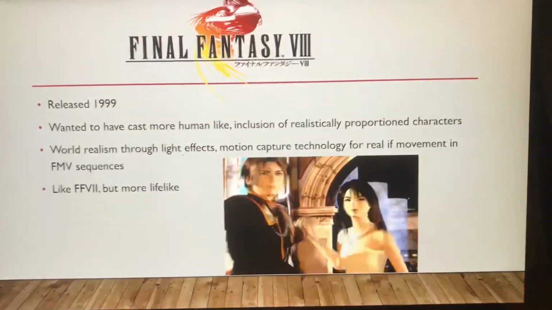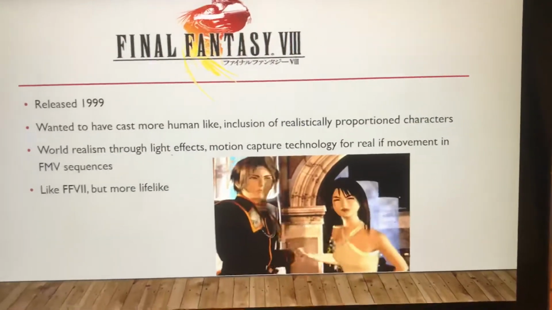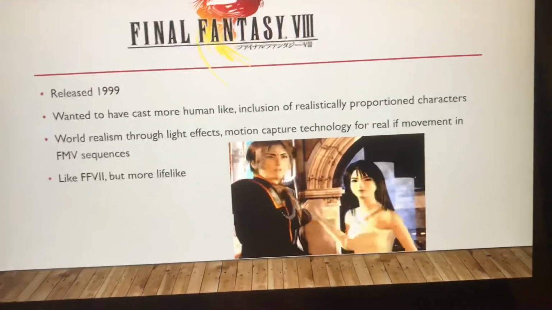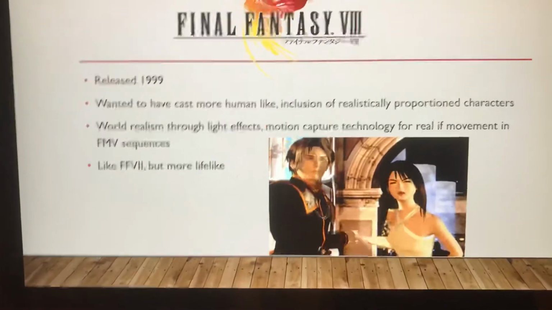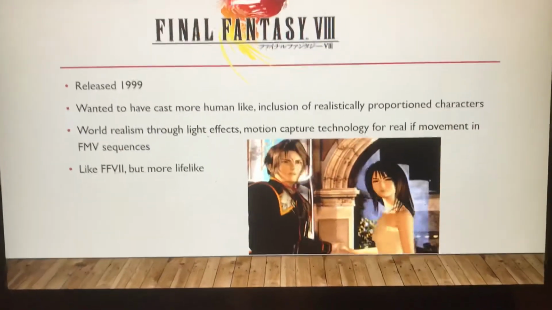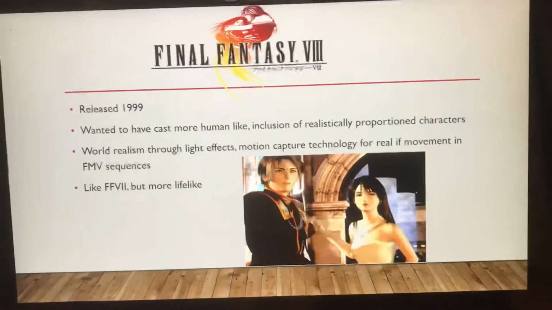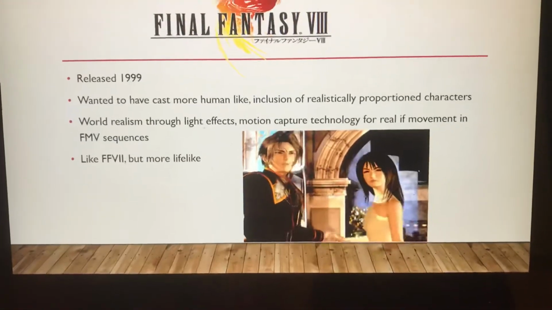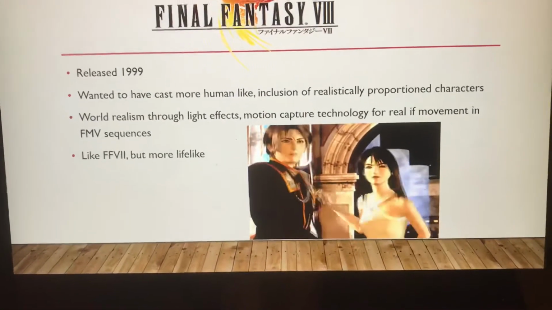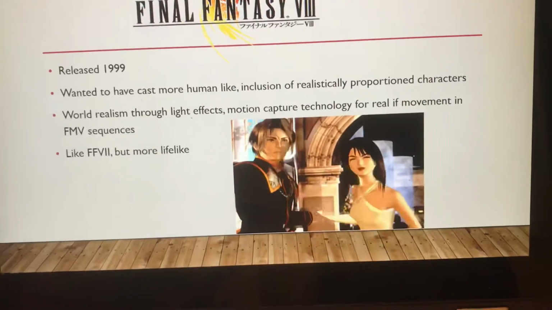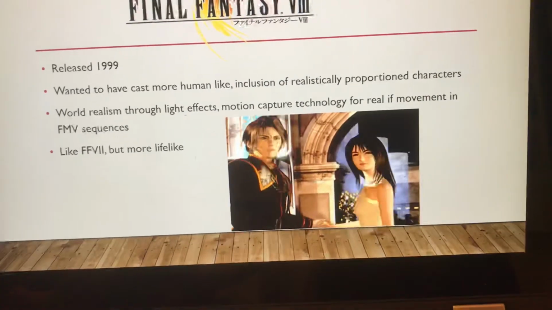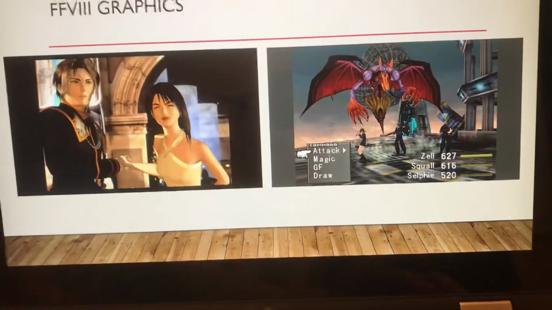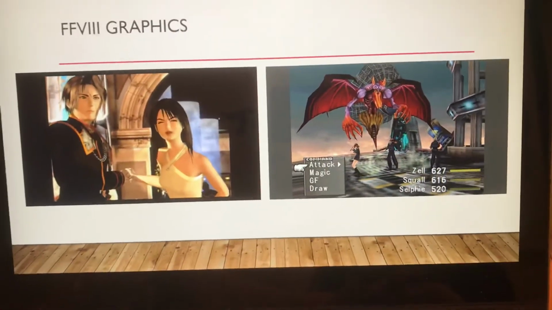So now we'll go to Final Fantasy VIII, which was released in 1999. They went for a more human-like cast, and the inclusion of realistically proportioned characters. The world realism was increased with light effects, motion capture technology for real lifelike movements, and the FMV, the movie scenes. It's like Final Fantasy VII, but more lifelike. And here's just an example of a movie scene and then the battle scene.